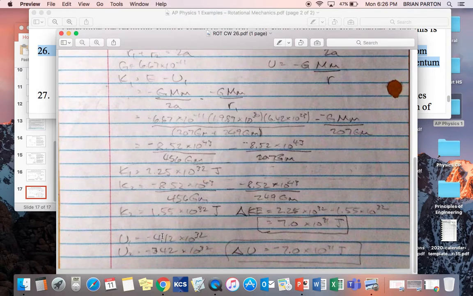Now, if I go back and do the same thing for the change in potential energy, I get the same value, which should make sense because conservation of energy tells us I lose kinetic energy, I gain potential, and vice versa. I gain potential, I lose kinetic.